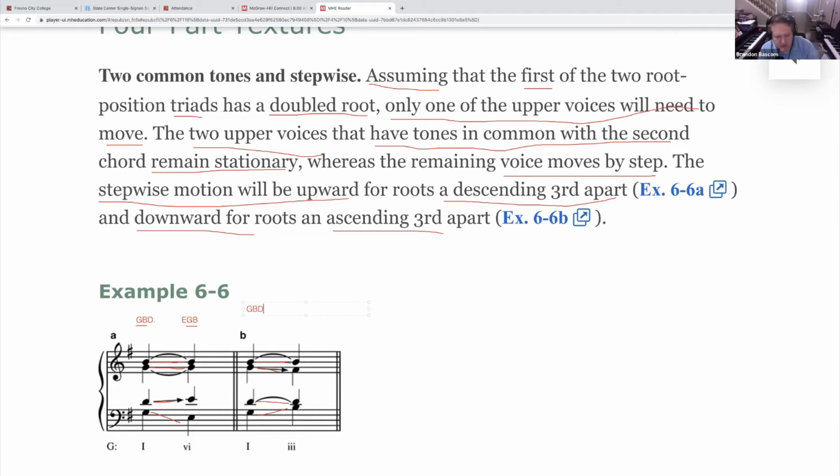Same chord, right? Not same key, G, B, D, but this time we go to B, D, F for our third chord. So we have two common tones, B and D, B and D.